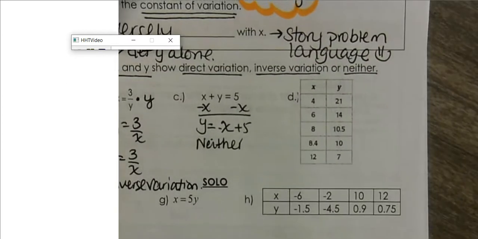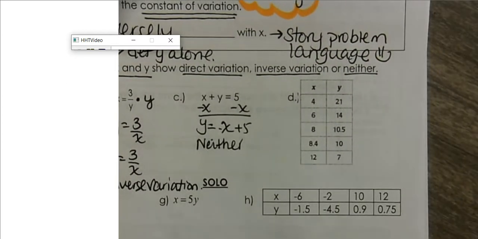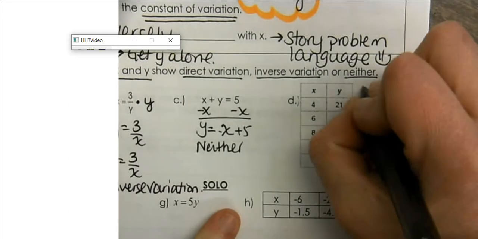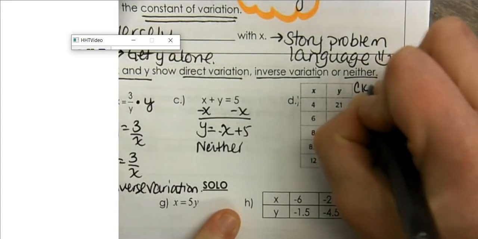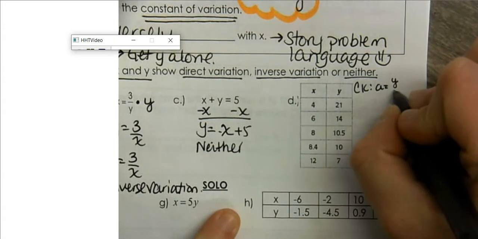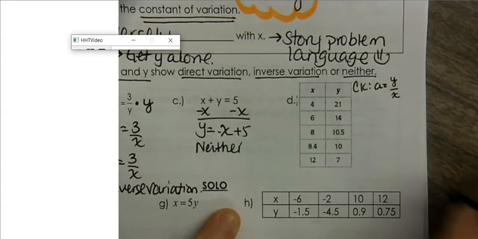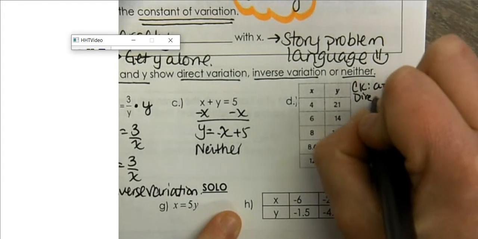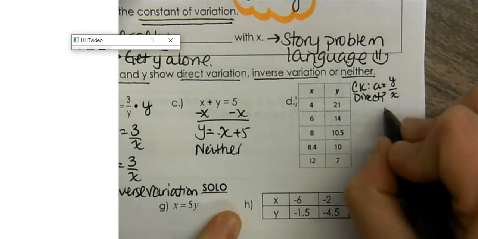So now let's go ahead and look at letter D. Letter D is a little bit different. I have a table of values. So what I need to do is check if this is direct variation. As we learned in direct variation, we take all of our y values and divide them by x, and we're going to see if this is a direct variation. So I'm going to write, is this direct?